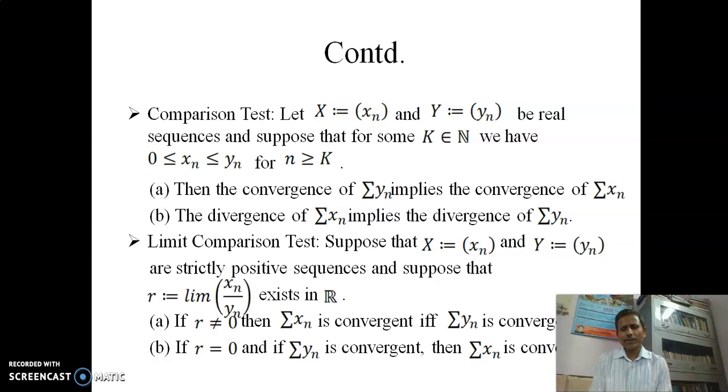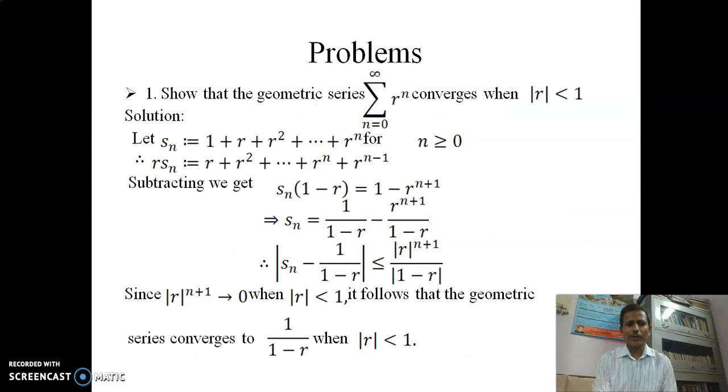Then the limit comparison test. Suppose that x = (xn) and y = (yn) are strictly positive sequences, and suppose that r = limit xn/yn exists in R. If r is not equal to 0, then summation xn is convergent if and only if summation yn is convergent. If r = 0 and if summation yn is convergent, then summation xn is convergent. So we see that in the comparison test, the convergence of one series must be known. Comparing with the known series, we are able to find the convergence of the other.